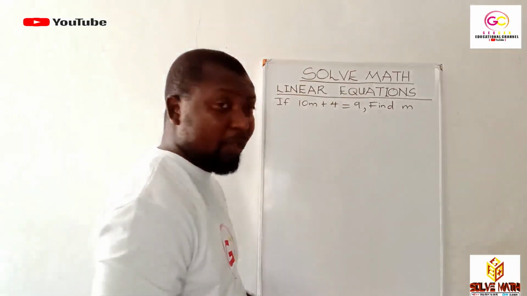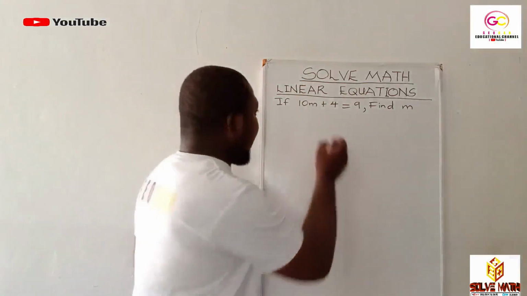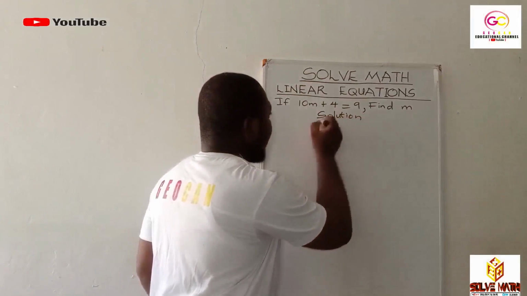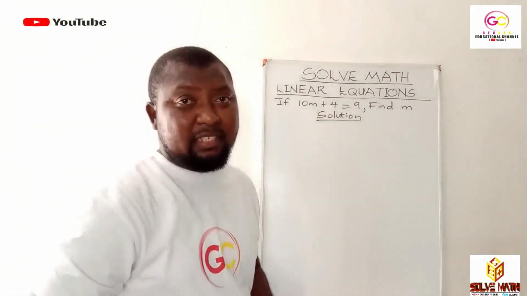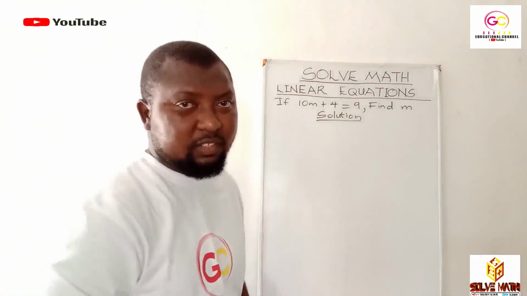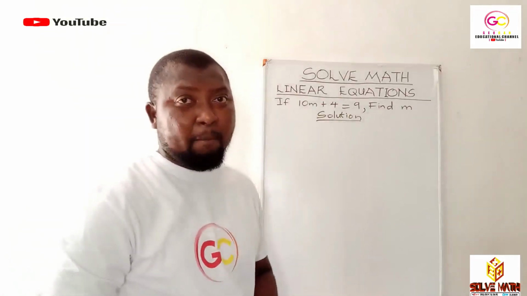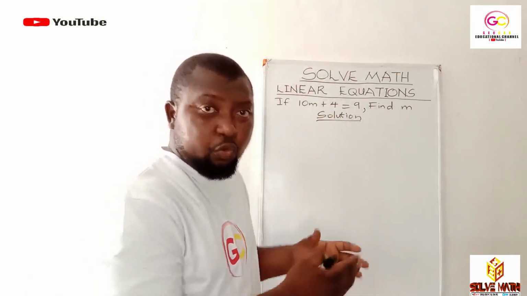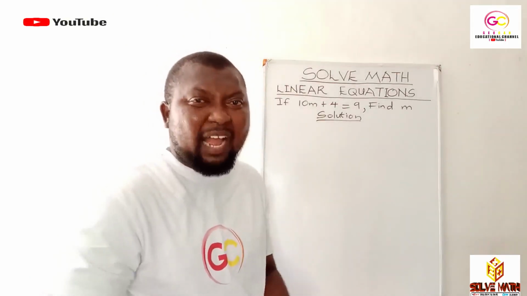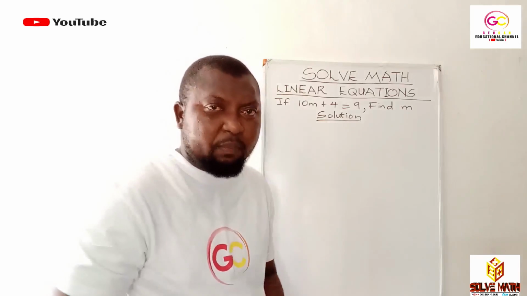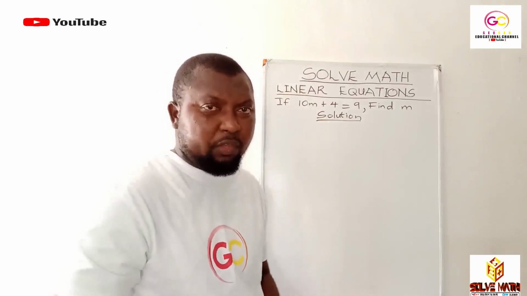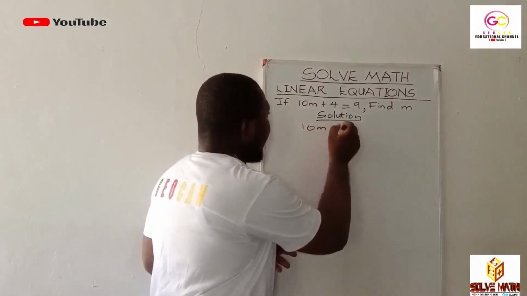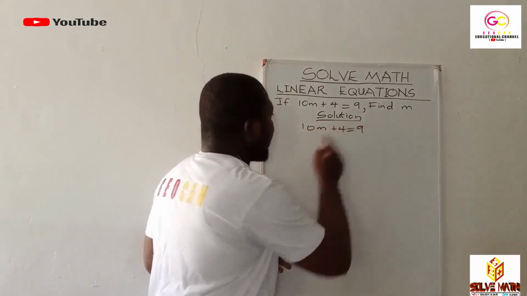Now, let's tackle the question. Let's have our solution. As I always say, solution simply means how you solve the question, right? Just systematically. Maths should be solved nicely so that anyone who picks your answer should be able to understand by just following the trajectory of the process. Now, let's write the question. 10m plus 4 is equal to 9.